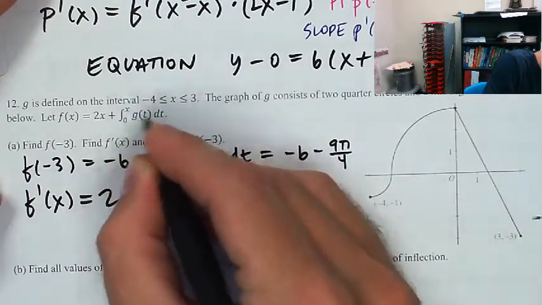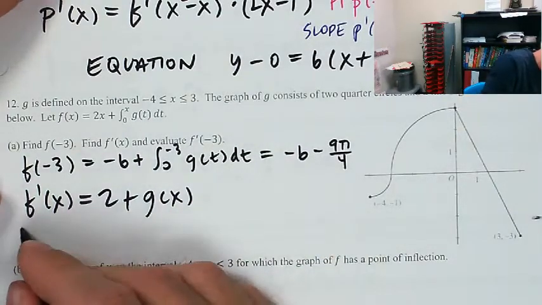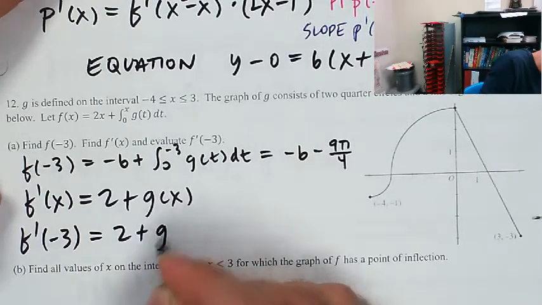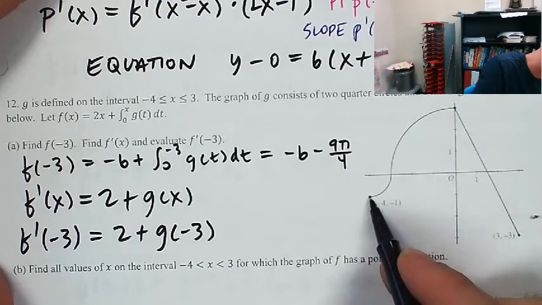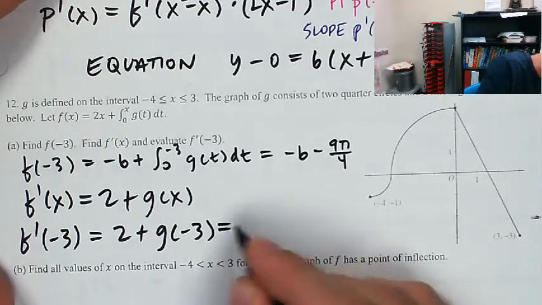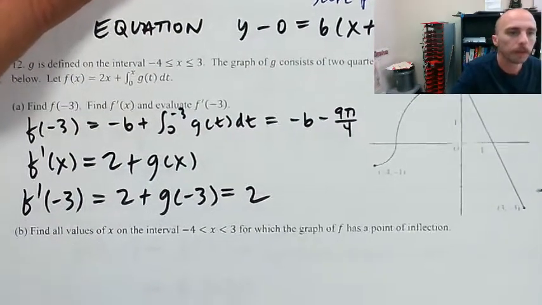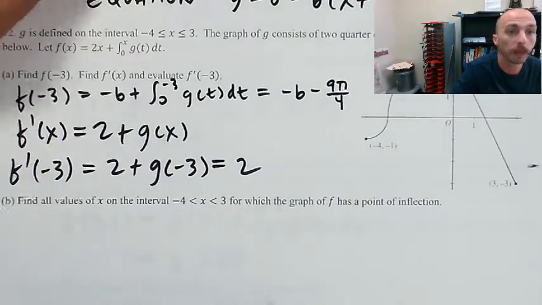Plus, then I'm going to take the derivative of this thing, and that's going to be g of x. F prime of negative 3 is equal to 2 plus g of negative 3. G of negative 3 is looking like 0. Yeah, so that's 2 plus 0, which is going to equal 2. Right. Find all values of x where the graph of f has a point of inflection.